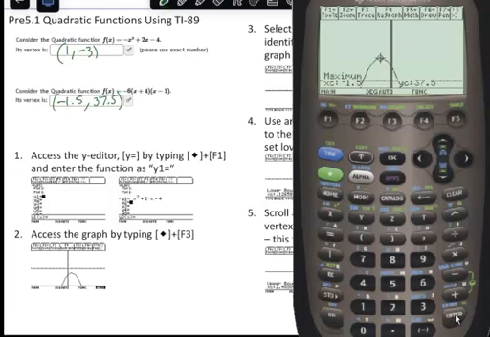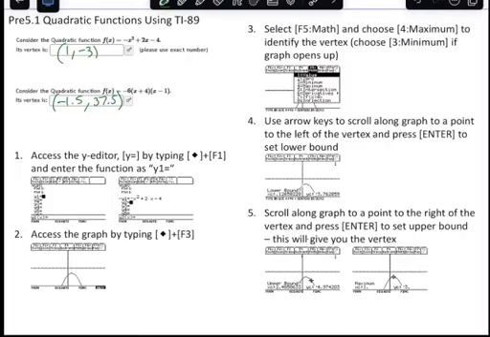Okay. So that is finding the vertices by using the graphs.